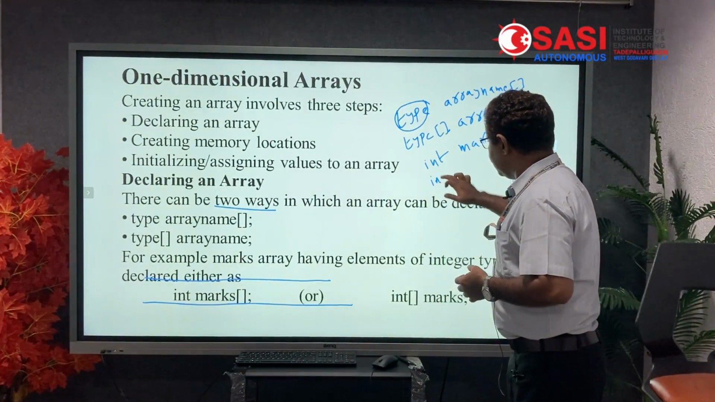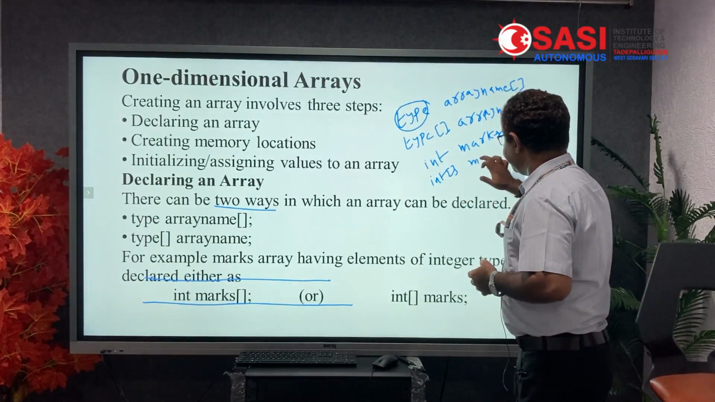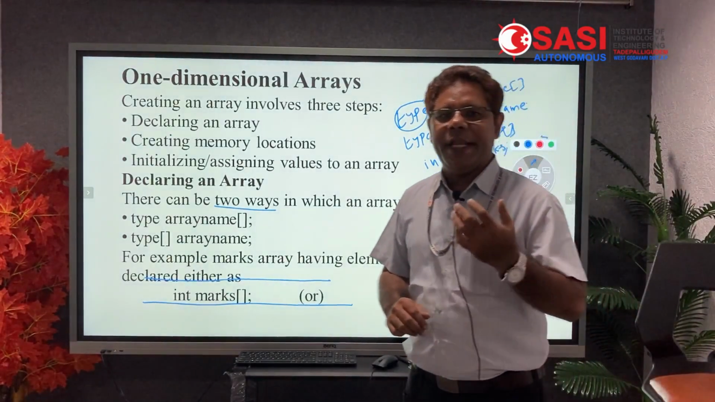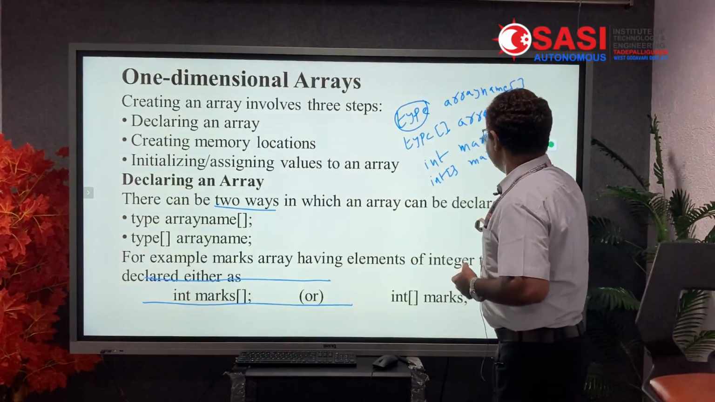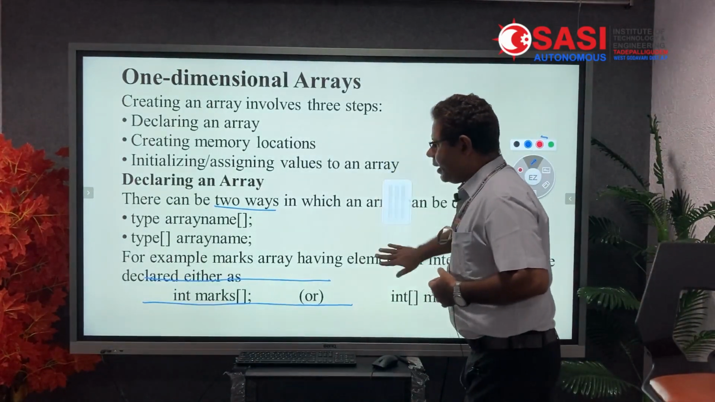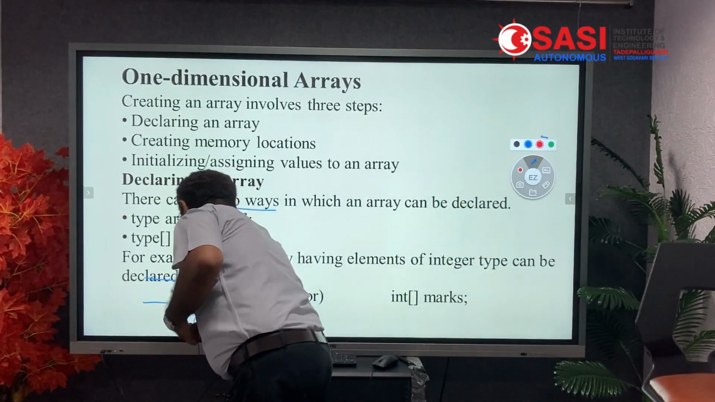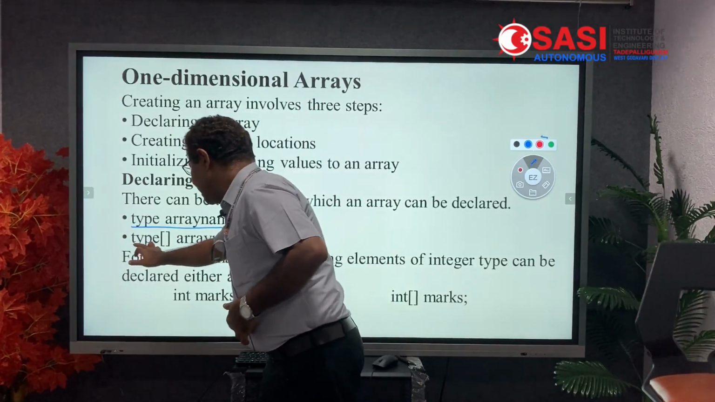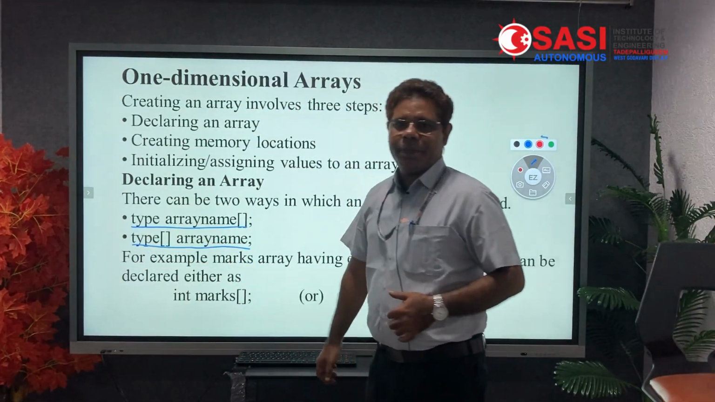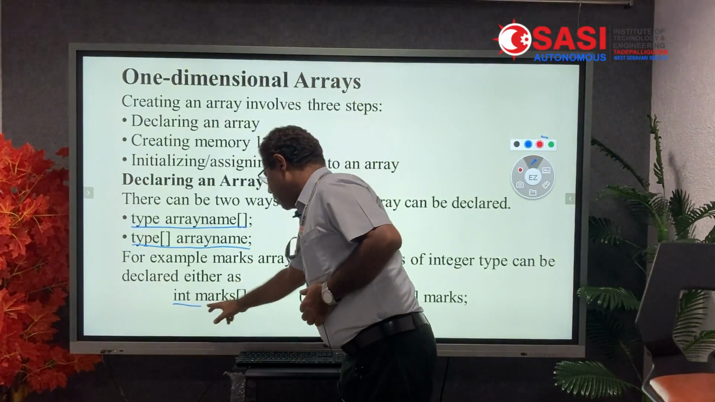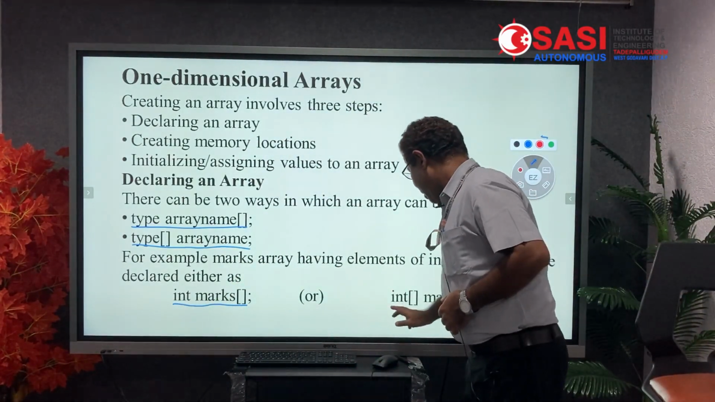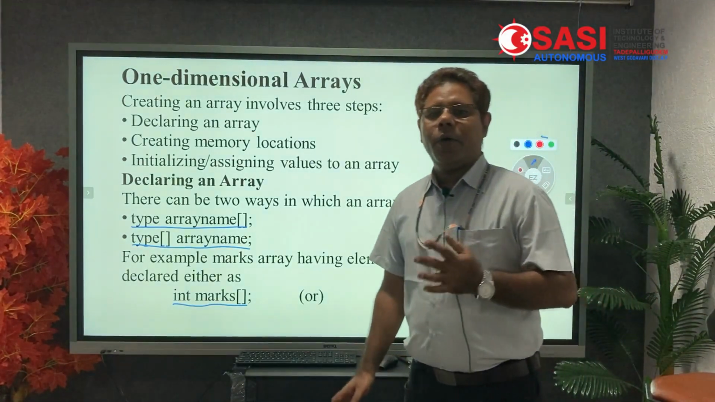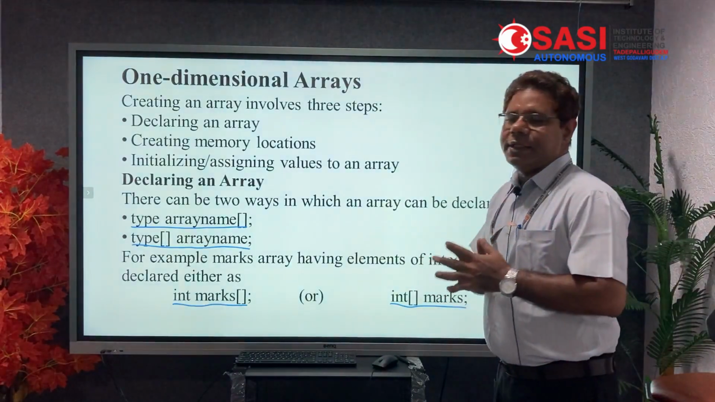Similarly, int marks with the brackets placed after the name. So this is another way to declare an array. So in Java we can declare an array in two ways. For example, int[] marks or int marks[]. So this is how we can declare an array in Java.